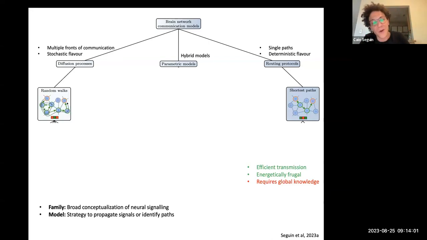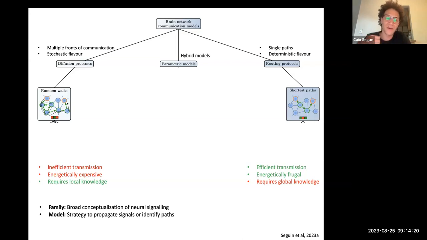The polar opposite of shortest paths is just a random walk. In a random walk, at each node you make a random decision of where you're going to go next. That could be based on your connectivity weight, but it remains random. And it has the opposite properties. It would be very inefficient to send information that way. It would be energetically expensive, but it could be feasibly implemented in a biological system. All you need to know is who you're connected to.